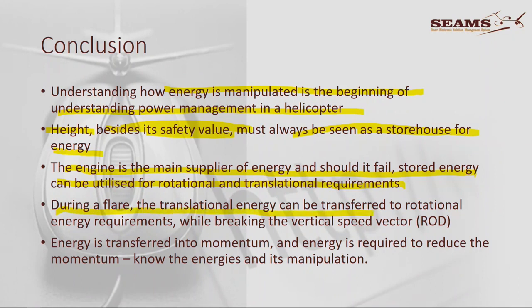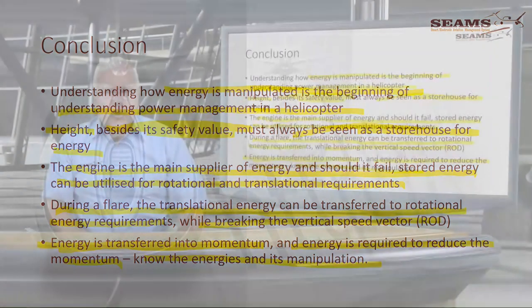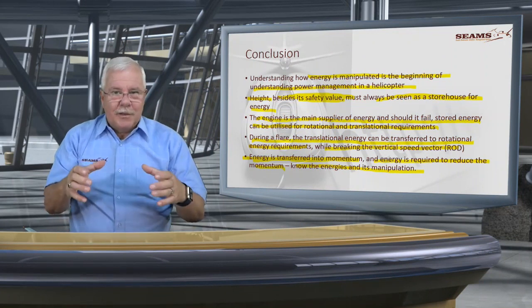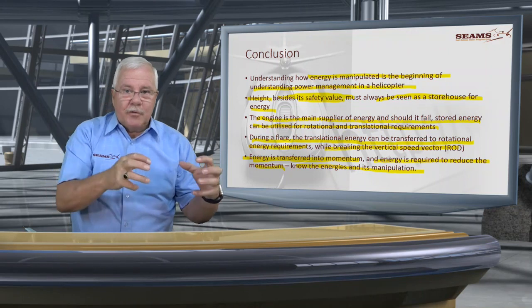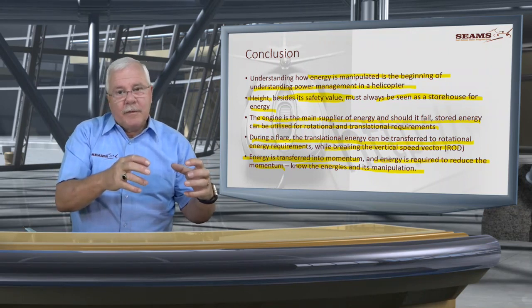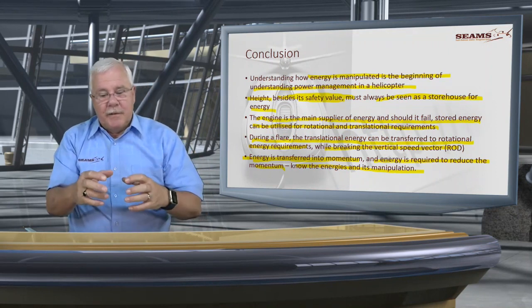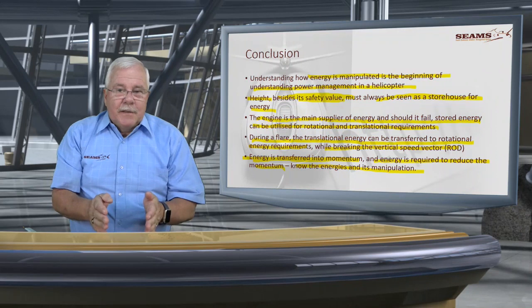During a flare, the translational energy can be transferred into rotational energy, which it does, and then you break all the speeds. Energy is transferred into momentum, and energy is required to reduce it. Now the energies, you must know the energies. So what I'm saying is that we start from a stationary point. We use everything to move, it's got momentum, but we've got to reduce that as well. So there's an acceleration and there's also a deceleration. Everything comes to a standstill as well.